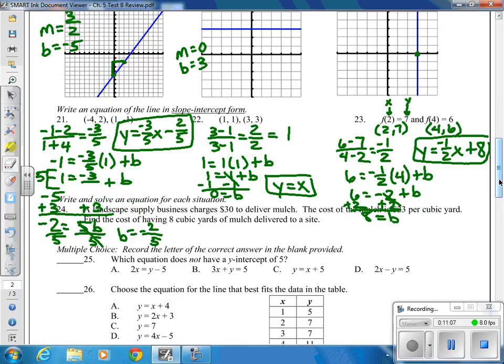Okay, so let me get rid of some of the stuff before we go to 24. And then we'll keep going.